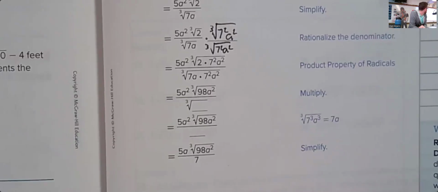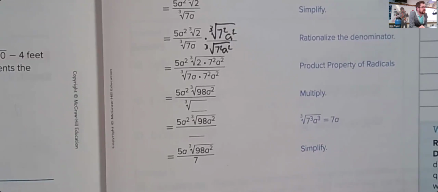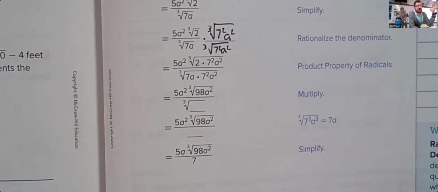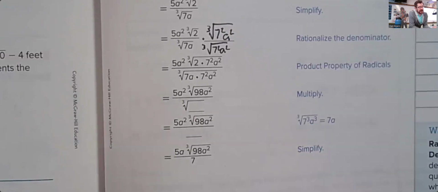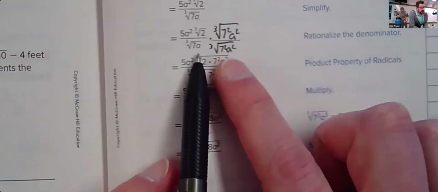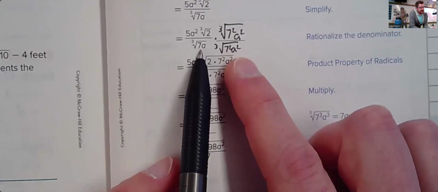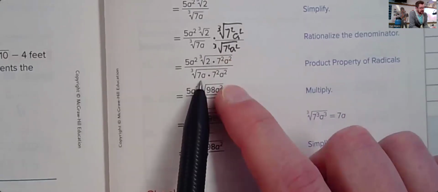Multiplying by the cube root of 7 squared a squared on the numerator and denominator is the same thing as multiplying by 1. It's just a unique form of 1, so it's not changing their value. On the denominator, those are all going to cancel out and leave us with 7a eventually. It's just showing the multiplication first, though.